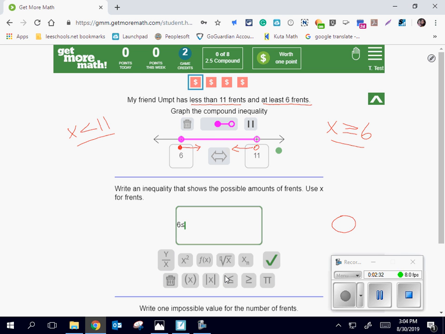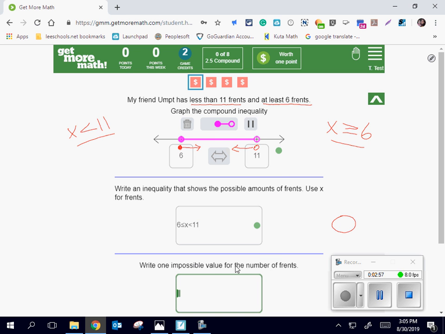X always goes in the middle. Then I look to my other side. I don't want it to equal 11. So I just hit with my keyboard the less than sign, and then I have my number 11. So I have everything where 6 is less than or equal to x, which means x is greater than or equal to 6, at least 6, and then less than 11. So let's check that one.